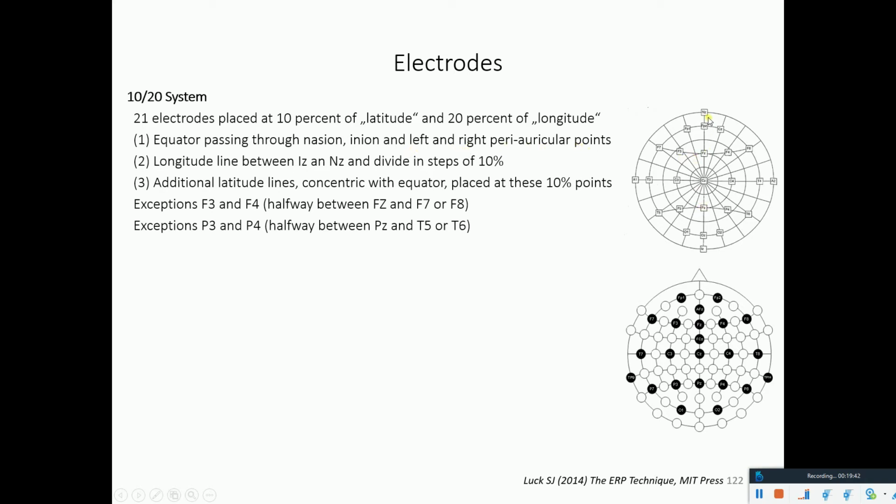So essentially what you look at is the nasion, which is this place just above the nose, and you look for the inion of the participant, which is this little bump in the back of the head, and you establish the line from the nasion to the inion, and you measure how long that is. The same thing you do for these two periauricular points, which are just points very close to the ear. And then you have measured these distances on your participant, and then you divide the longitude between inion and nasion in steps of 10%.